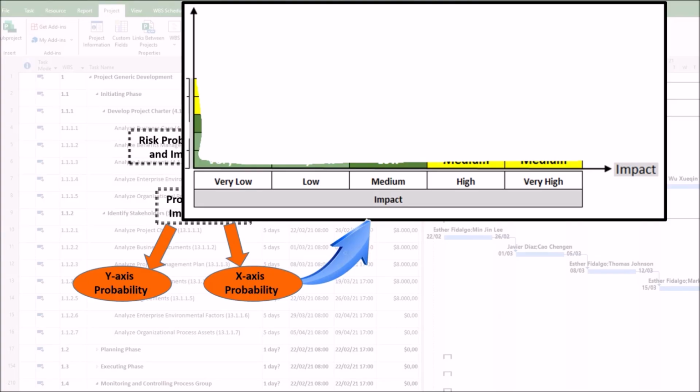For example, very low. In this case, we have negligible cost-time increase, minor inconvenience. Low. In this case, we have less than 5% budget, schedule impact, manageable issues. Medium. In this case, we have 5 to 10% impact, noticeable performance degradation. High. In this case, we have 10 to 20% impact, major client dissatisfaction. Very high. In this case, we have greater than 20% impact, project failure, or a major safety incident.